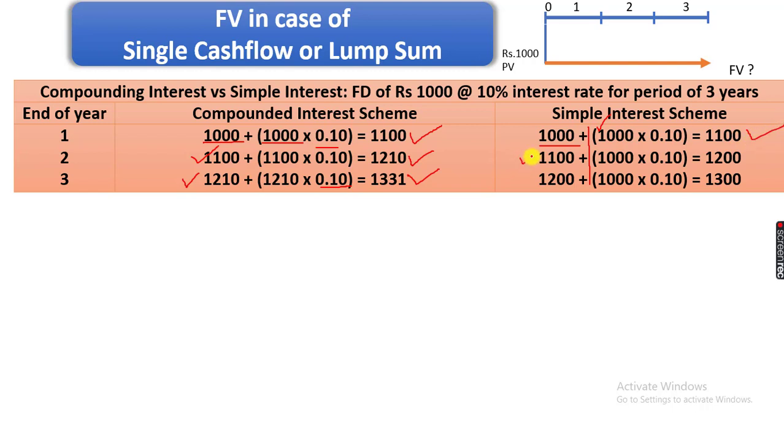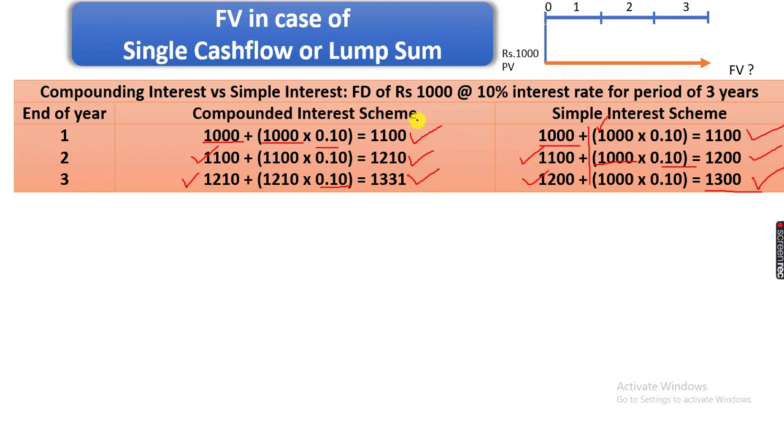At the beginning of second year, the amount invested is again 1100, but we will be considering only 1000 rupees for the calculation of interest, which earns only 100 rupees interest for the second year also. At the end of second year, the amount is 1200, and at the end of third year, in the case of simple interest calculation scheme, it is 1300. See the difference between the compounding process and simple interest scheme.